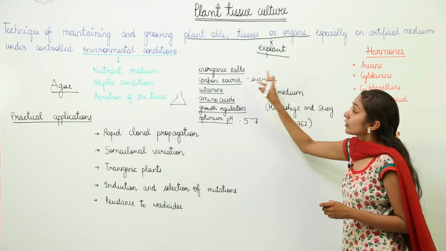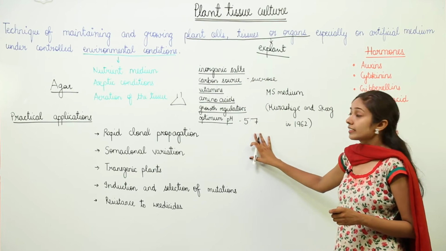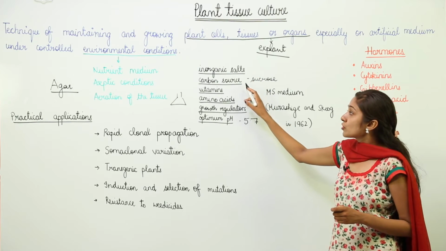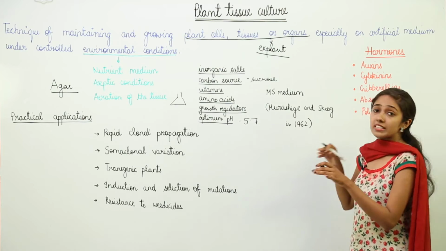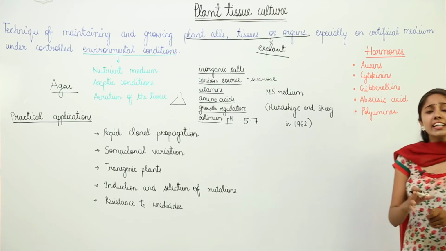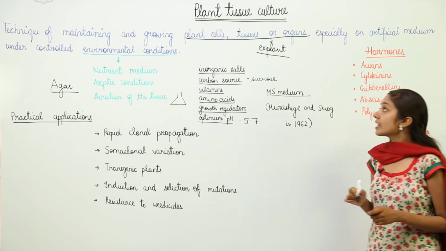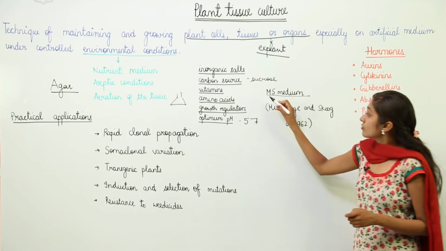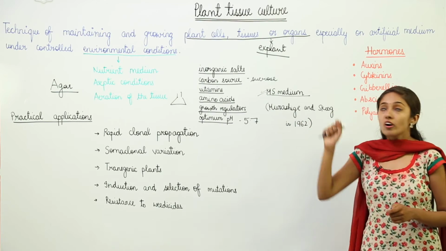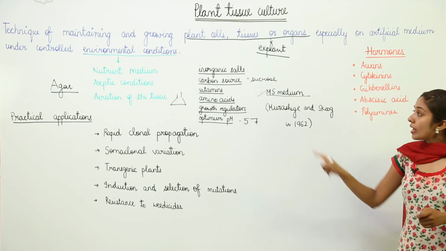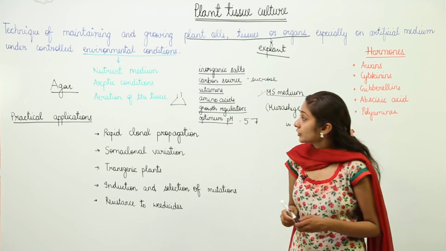Artificial medium, because we are going to provide a medium which contains inorganic salts, carbon source, vitamins, amino acids, and growth regulators, and we are going to maintain optimum pH also. A widely used medium for this is MS medium. MS medium was developed by Murashige and Skoog in 1962 for such plant tissue cultures. So MS medium is a widely used medium for plant tissue cultures.